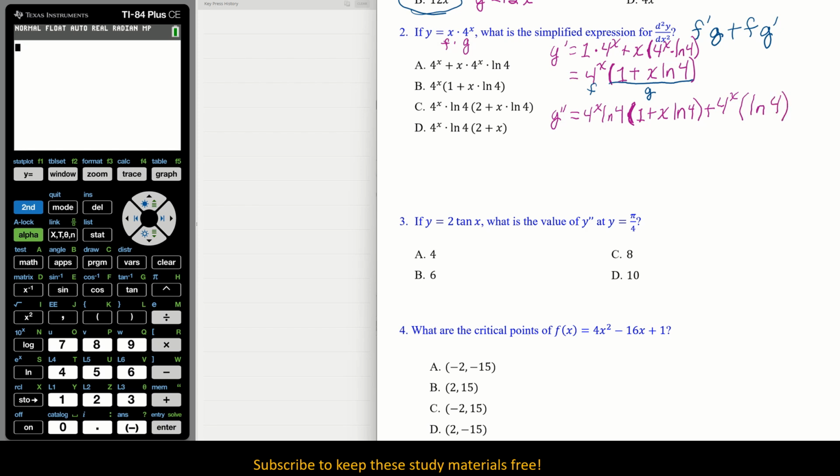Now, my recommendation is to do some distribution here in the beginning so we can clear things up a bit, and put some like terms together. Let's see what we've got here. I will take all of the 4 to the x times this ln 4 and multiply that all out. So that means I have 4 to the x times the ln 4.